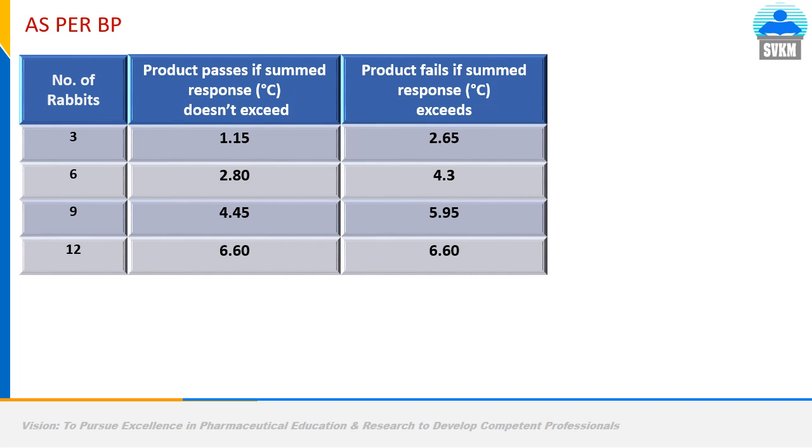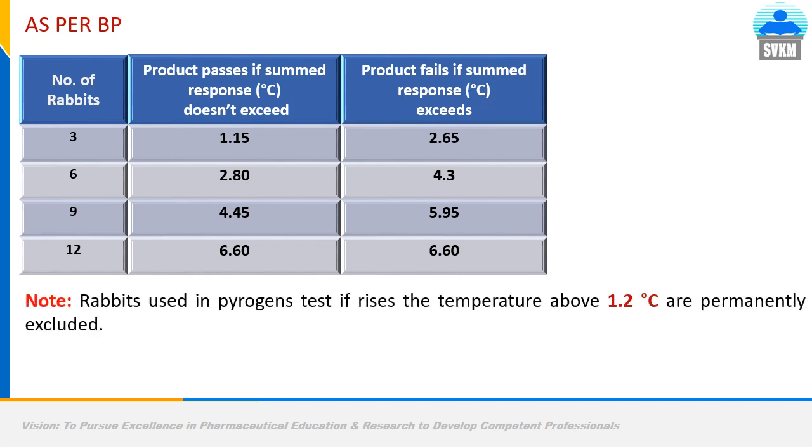If the product shows summed responses less than 6.60 degrees Celsius, then the test passes. And if the product goes beyond this value, then the product fails the pyrogen test and the samples are pyrogenic. We have to take note of this: during the pyrogen test, if the temperature rises above 1.2 degrees Celsius for a rabbit, then we have to permanently exclude that rabbit from pyrogen testing.